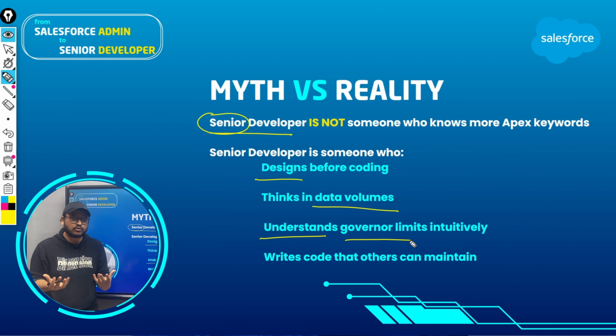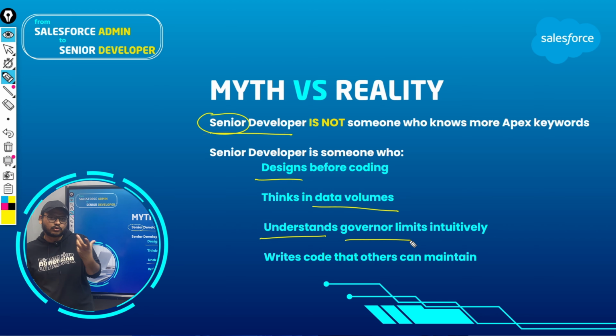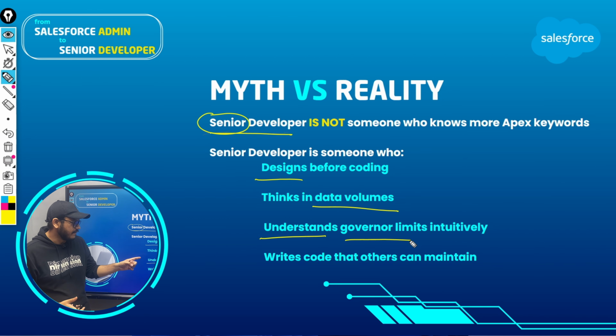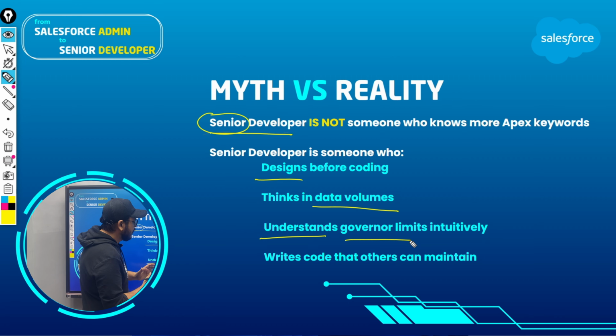Of course, even as administrators, you would understand that Salesforce has limits associated with everything for obvious reasons. It's an on-cloud solution, and it's a multi-tenant architecture. Based on all those factors, it is very important for Salesforce to have these governor limits. Another thing that a Salesforce senior developer would do is write code that others can maintain.